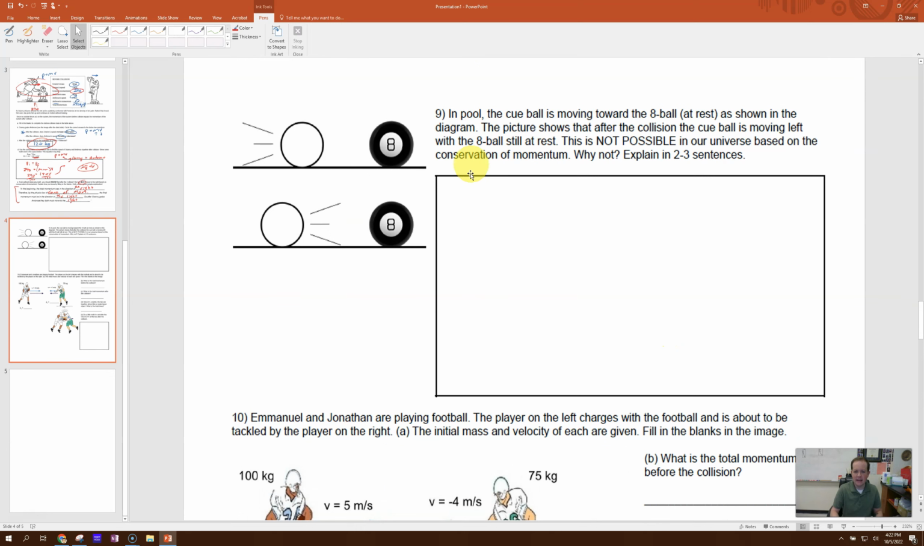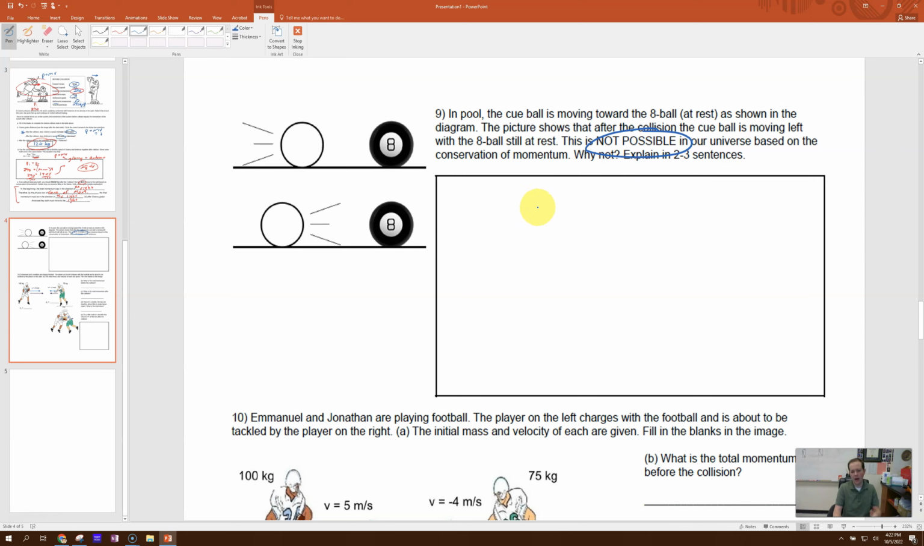So number 9, it says the cue ball is moving towards the 8 ball, as shown in the diagram. Afterwards, the cue ball starts moving in the opposite direction. So this is before, this is after. It says this is not possible. This was just like our warm-up. Did you think about that warm-up? So what would you write down?